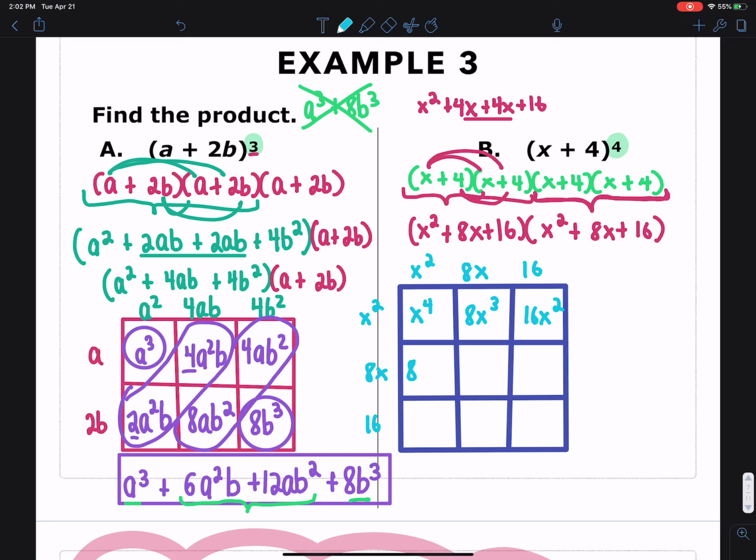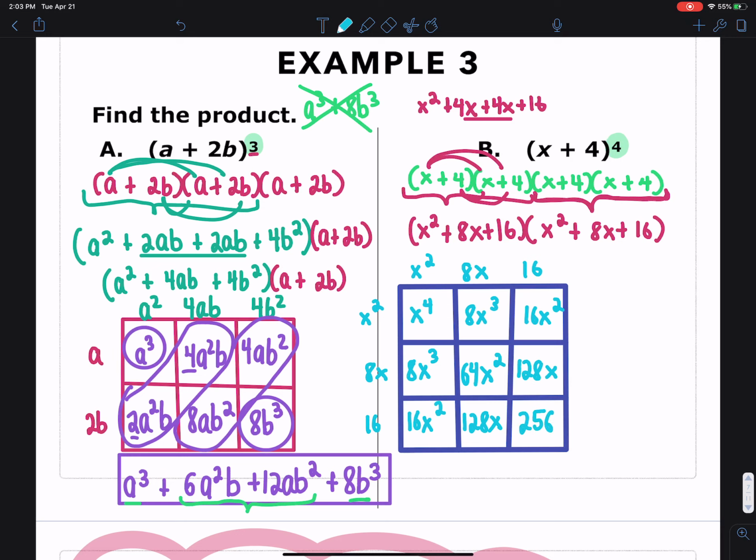And that's going to give us another 8x to the 3rd, and then 8 times 8 is 64x squared. And then we have to multiply 16 times 8, which is 128x. And then 16x squared. And 16 times 8 again is going to give us 128x. And 16 times 16, which is going to be 256.